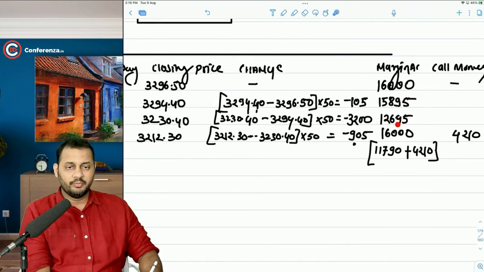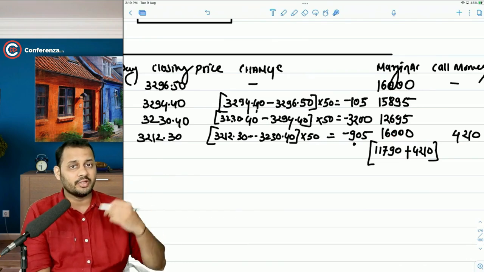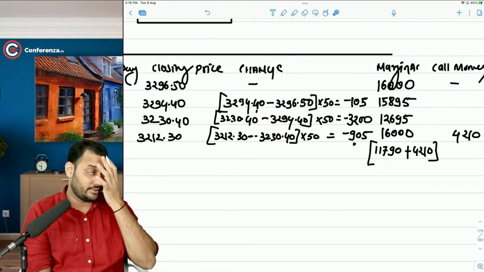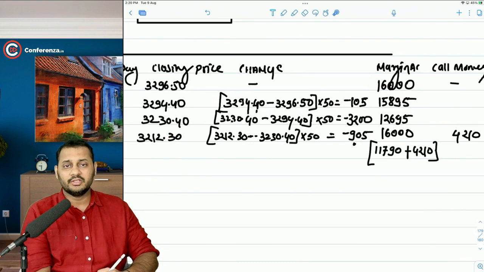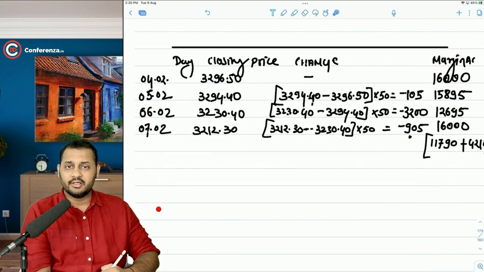The moment you go below the maintenance margin level, the balance amount has to be deposited so that the margin account gets to the initial margin level, that is 16,000, not the 12,000. You're not going to just fill up a small amount again and keep getting the call money every day. So you have to fill up your margin account back to the initial margin level. You will get a call in which you will be depositing 4210, and from the next day you can start playing the game again.